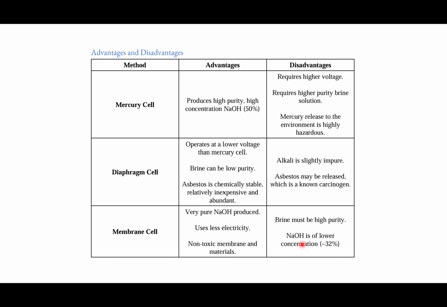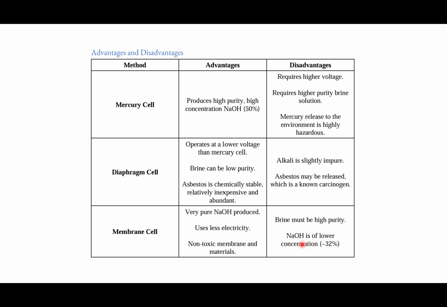So in the mercury cell, we require higher voltages, require higher purity of brine, and mercury released in the environment is highly hazardous. For the diaphragm cell, the alkali is slightly impure, and asbestos is a carcinogen. So you can look at those things that we have in the cells there. Do we know what a carcinogen is? Okay, lovely. So it can cause cancer. It's a cancer-causing agent.